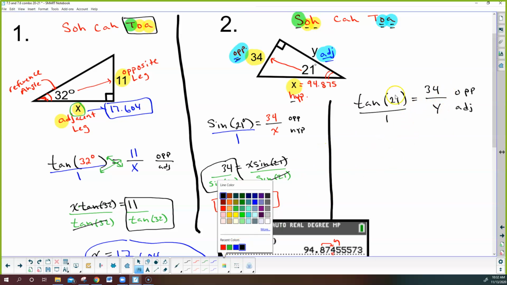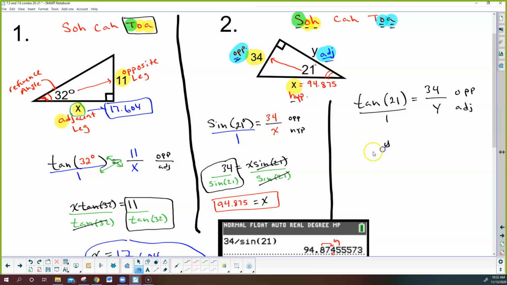But what if I switch the y and the tangent? So this is y/1 and 34 over tangent of 21. Notice, well, wait a minute. y divided by 1 is still y. And then all I have to do is grab my calculator and do 34 divided by the tangent of 21. So try that.